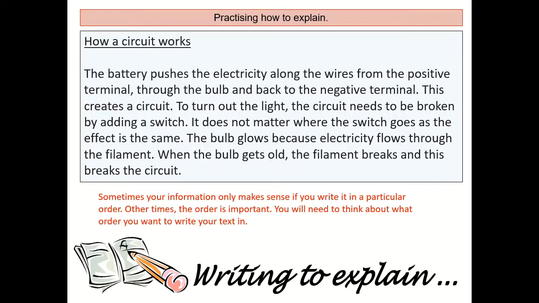So here we've got an example. When the bulb gets old, the filament breaks, and this breaks the circuit. So there we've got that cause and effect we're talking about. This creates a circuit. Again, what happens? Why does it happen? To turn out the light, so it's a connective and also kind of telling us a bit of cause and effect, the circuit needs to be broken by adding a switch. There's passive voice. The circuit needs to be broken by adding a switch.